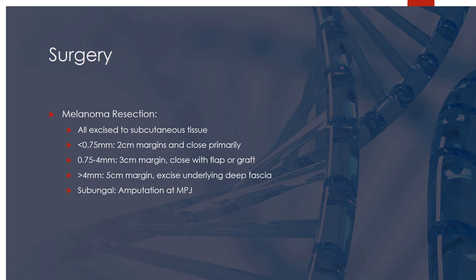Greater than 4 millimeters, you're going to see even further margins of 5 centimeters. You're going to take further tissue out, underlying the deep fascia. Lesions of the digit themselves, or subungual melanoma that has spread, oftentimes is going to require an amputation of the digit.